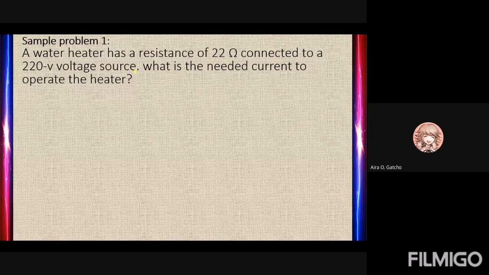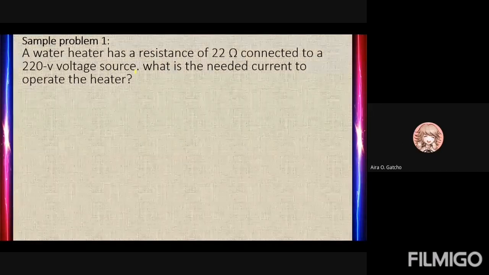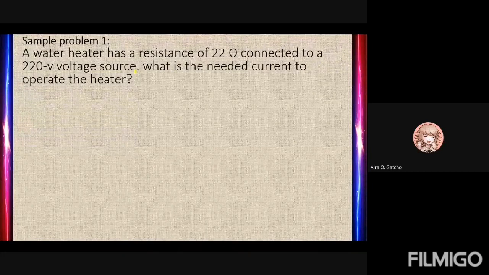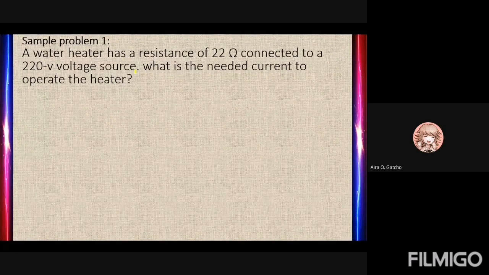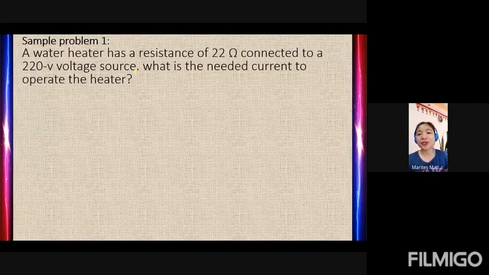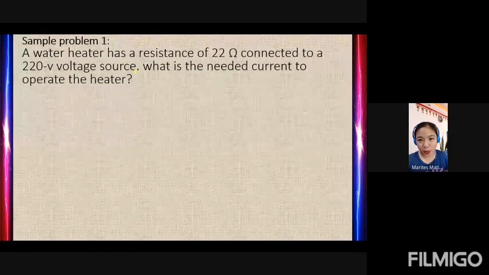A water heater has a resistance of 22 ohms connected to a 220 voltage source. What is the needed current to operate the heater? Okay, so that is our problem.